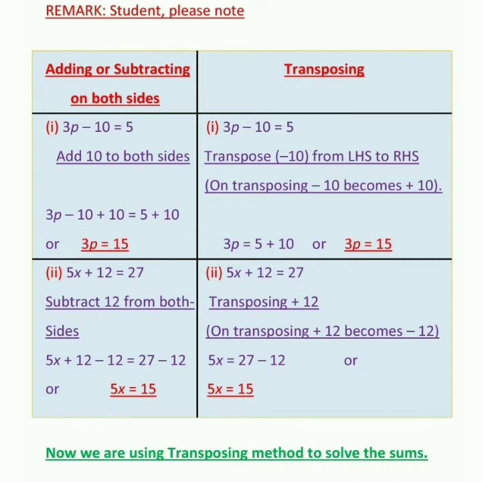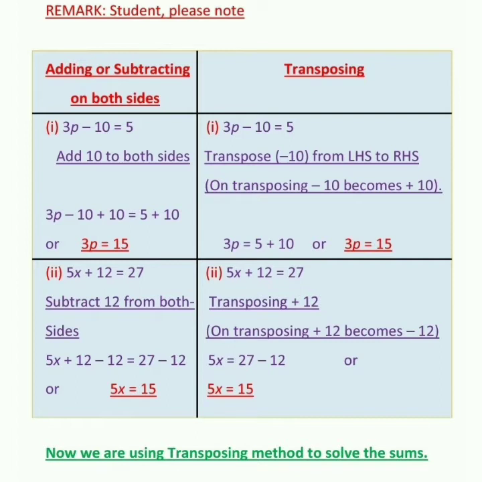Look on the right hand side. 3p minus 10 is equal to 5. Transpose minus 10 from the left hand side to the right hand side. On transposing, minus 10 becomes plus 10. Therefore 3p is equal to 5 plus 10, so 3p is equal to 15. Correct?